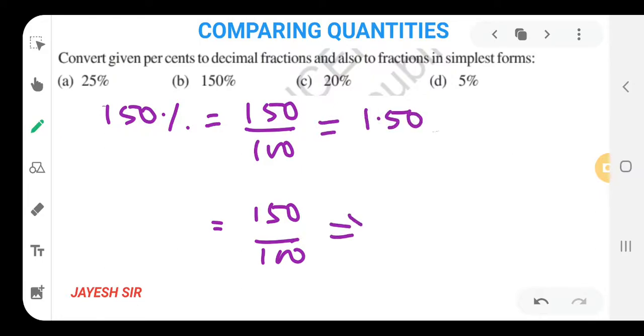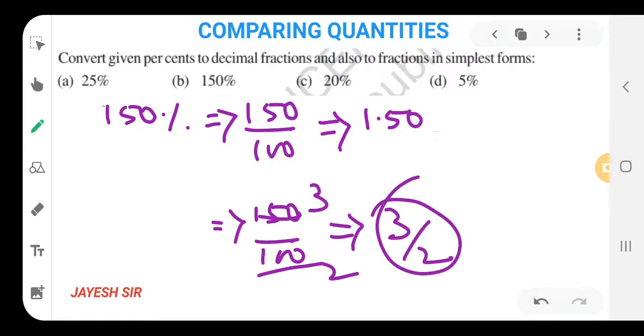In terms of fraction, if you want to write, what are we going to do? 50 3s are 150, 50 2s are 100. So here the answer in terms of fraction is 3 upon 2. I hope you all might be clear with this.